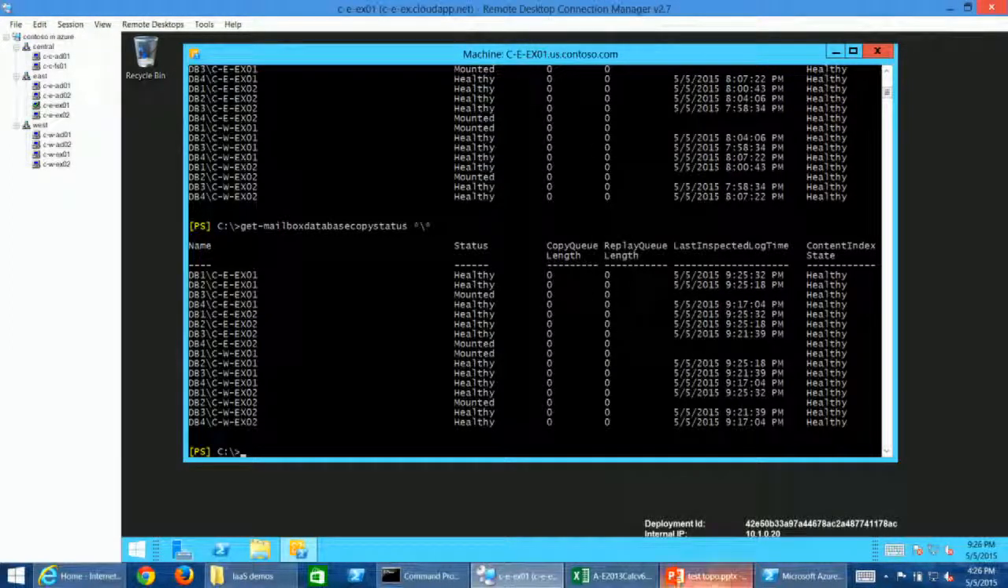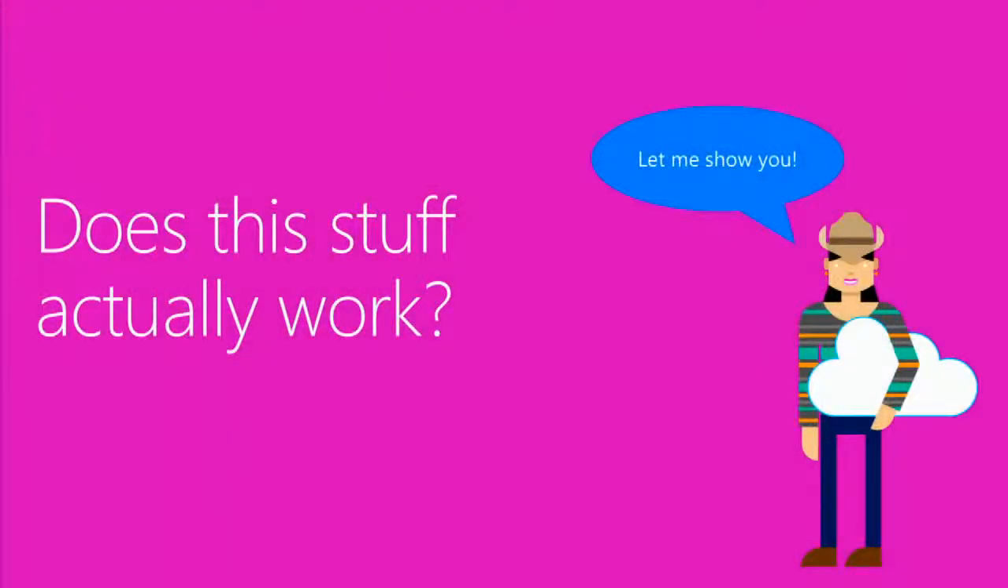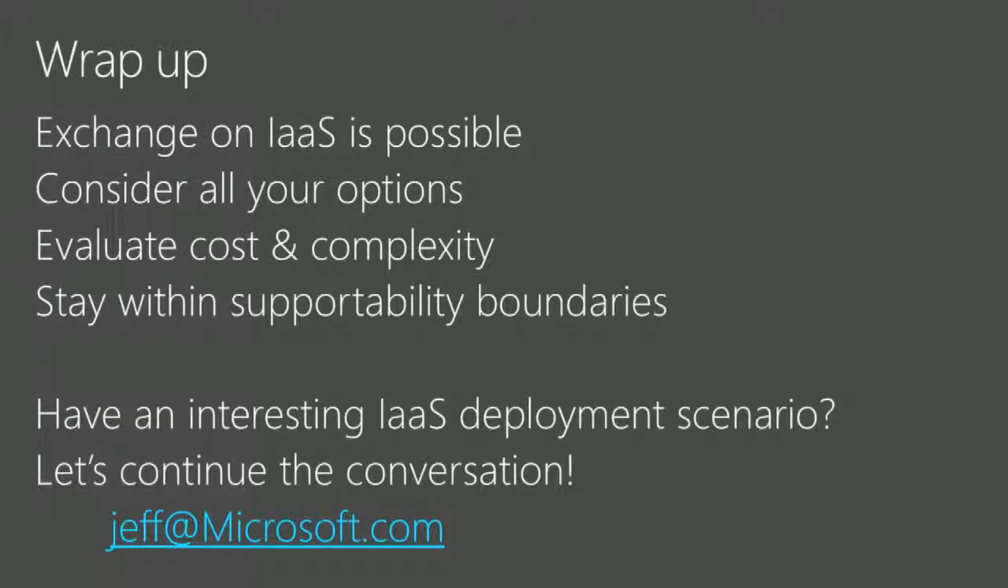So yes, it absolutely does actually work. So with that, Exchange on IaaS is absolutely possible. Awesome. Very happy to be up on stage saying that. This is a nice chapter to be able to close and provide that deployment option to all of you. Absolutely consider all your options. Office 365 should still be front and center when you're thinking through your deployment choices. And make sure that you stay within supportability boundaries.